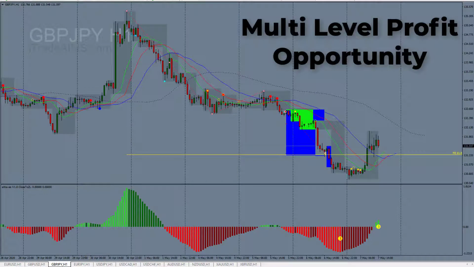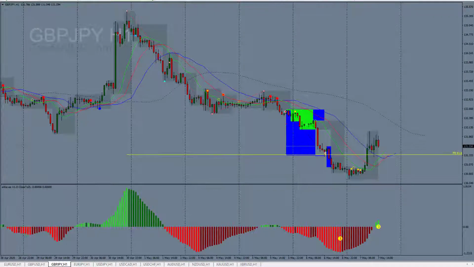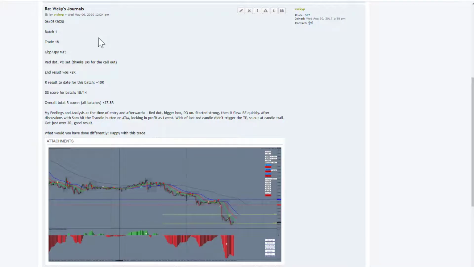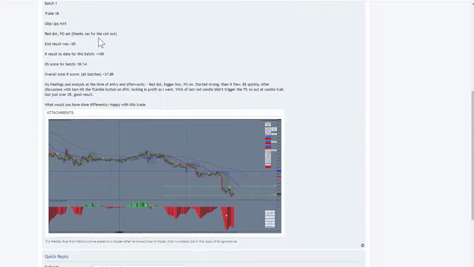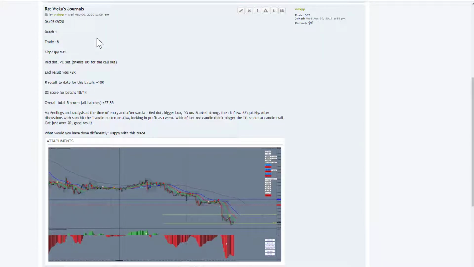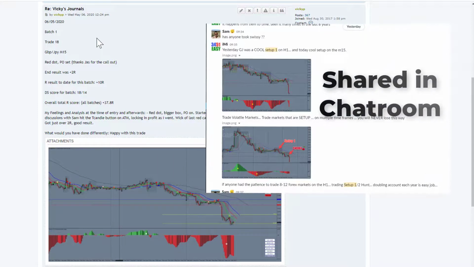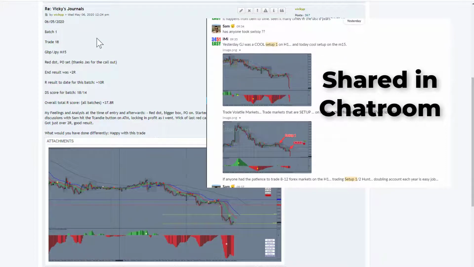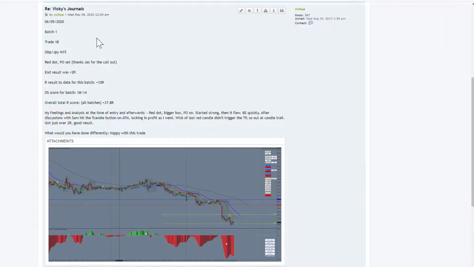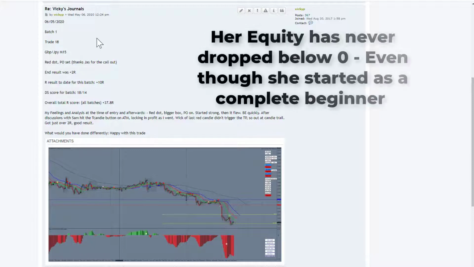Let me bring some charts from members who actually traded this. I'm going to go to their journals. Here we are. This is Vicky's journal. She took the M15 trade. She's humble, but she's a very successful trader. If you know a little bit about markets, you know that a lot of people actually lose money. This lady is not impressed with herself, but she should be.